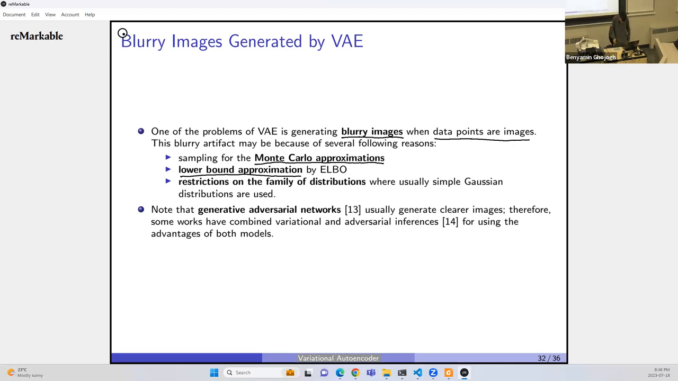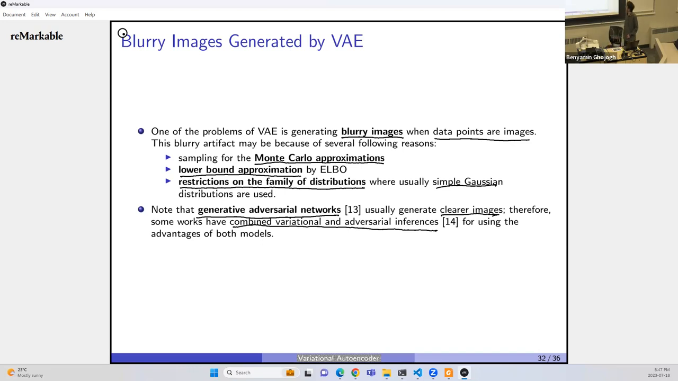We also have restrictions on the family of distributions. We usually use simple Gaussian distribution. Maybe some other prior distribution on the latent variable is better. How do you know the Gaussian is the best? We are lazy, we use Gaussian. Note that generative adversarial networks, or GAN, which we'll see as the next topic, usually generate clearer images. Therefore, some works have combined variational and adversarial inferences, using the advantages of both models.